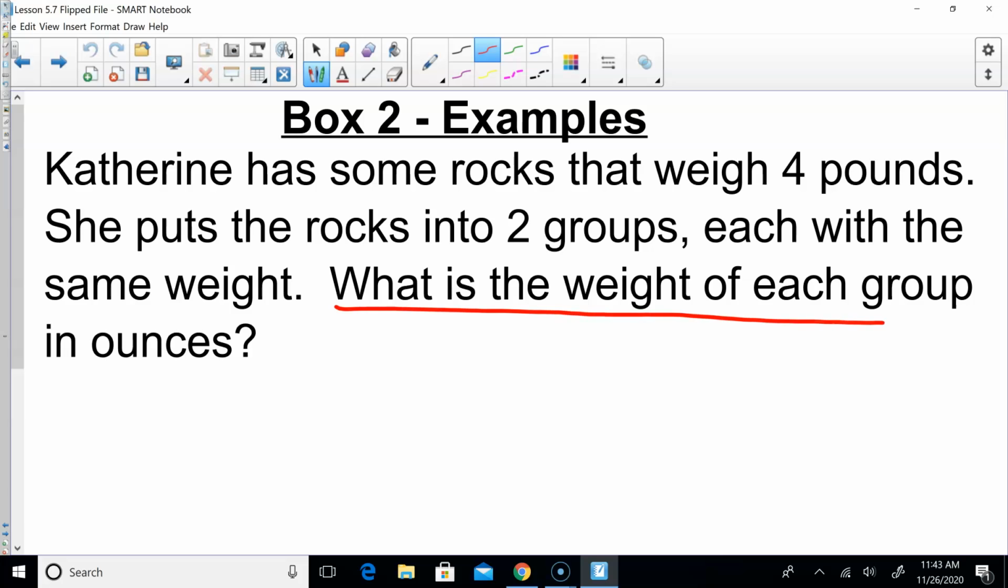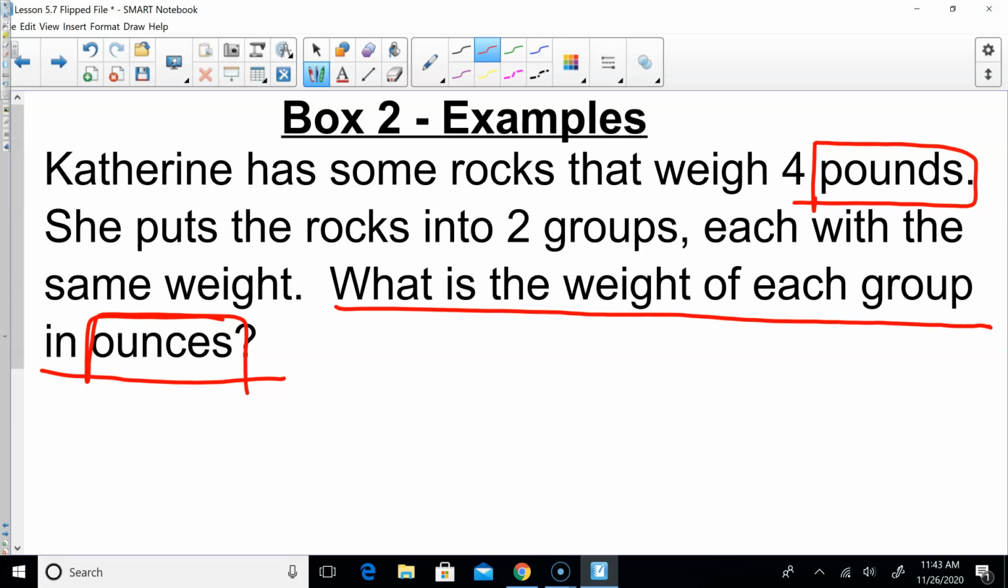So if I look at my question, what is the weight of each group in ounces? So notice I have ounces as my measurement, but if I look right here, it says pounds. So I know at the end I'm going to have to convert. Just a little reminder to myself that I have to convert my answer. So she has 4 pounds. She puts the rocks into 2 groups, each with the same weight. Well, that would mean it would be 4 divided by 2 because she's making 2 groups. So there would be 2 pounds in each group.